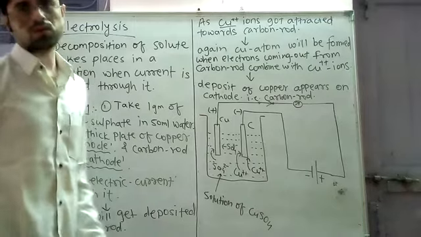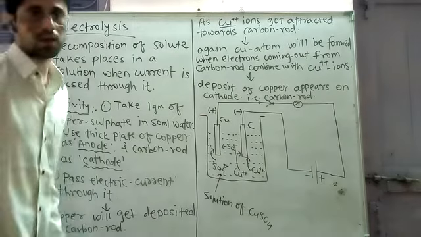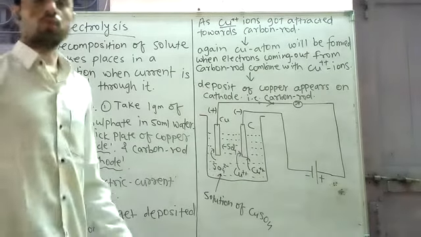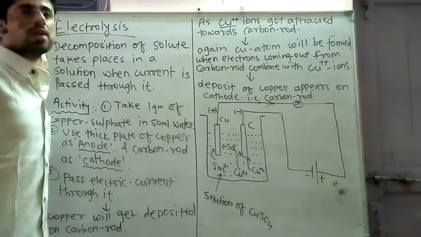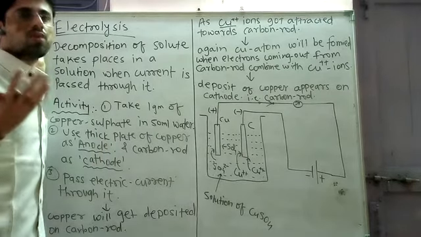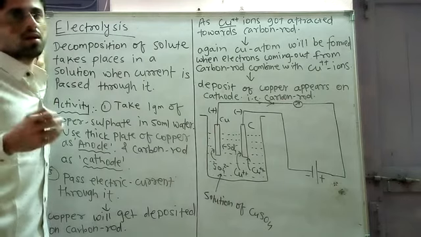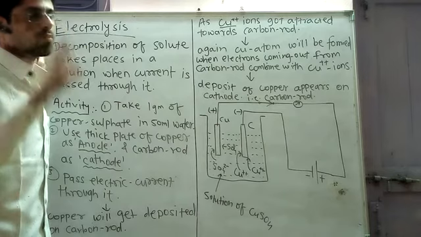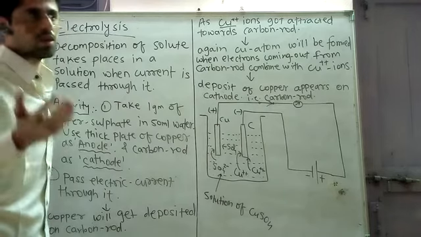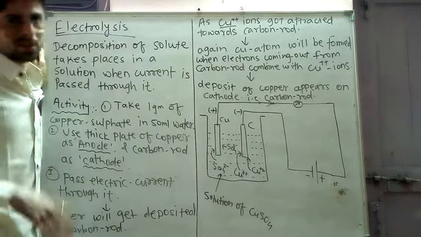In the previous lecture we have seen dissociation of ions and electrical conductivity. Now we are going to see electrolysis. As we know, dissociation of ions takes place in aqueous solution, and if we carry out this process of dissociation in the presence of current, we can call it electrolysis.